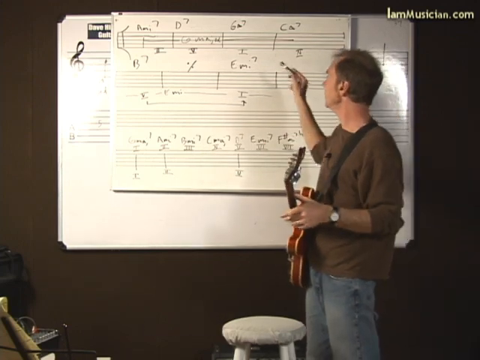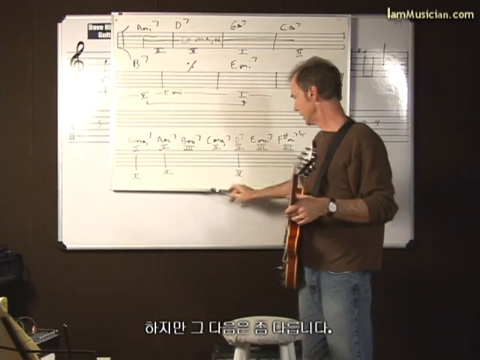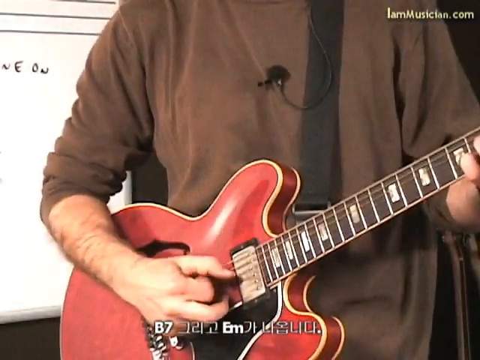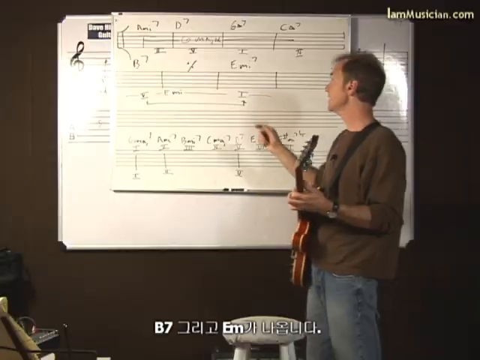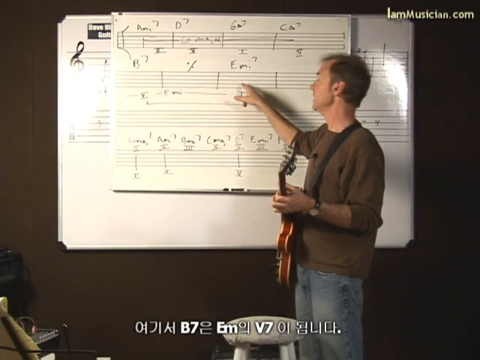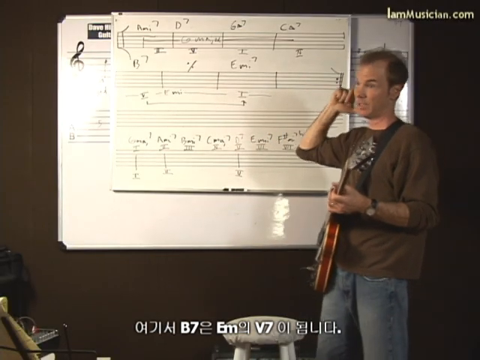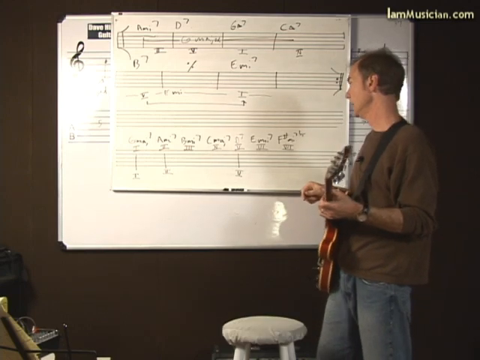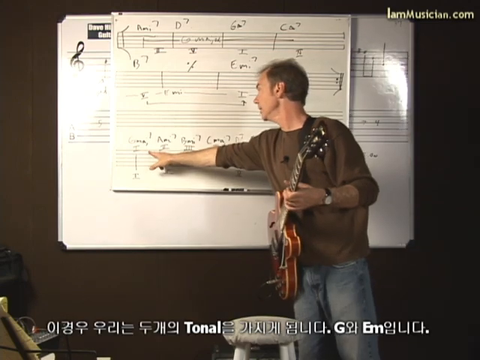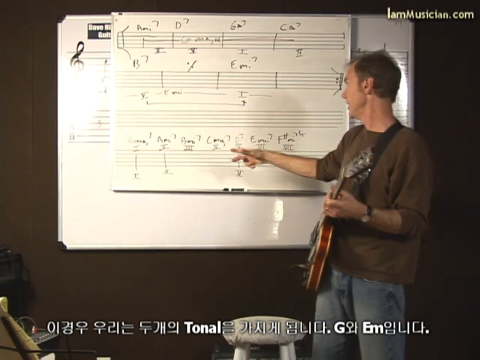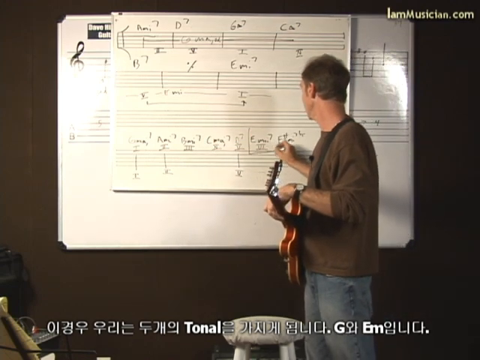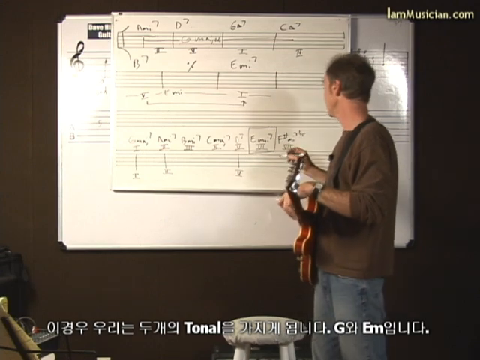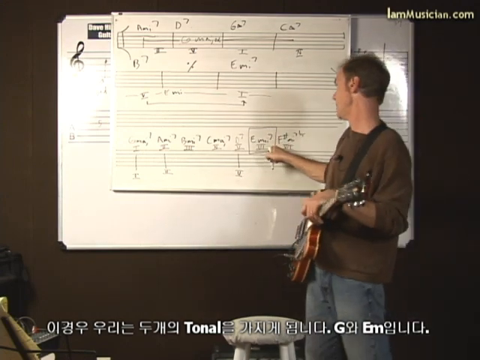Now, it's still in the key of G, but we would characterize this next part, where it goes to B7 going to E minor, as a 5-1 in E minor. This is something we've talked about in other lessons, where you have the major tonal center of the key, and then you have an internal minor center. The internal minor, or relative minor, of G major is E minor.